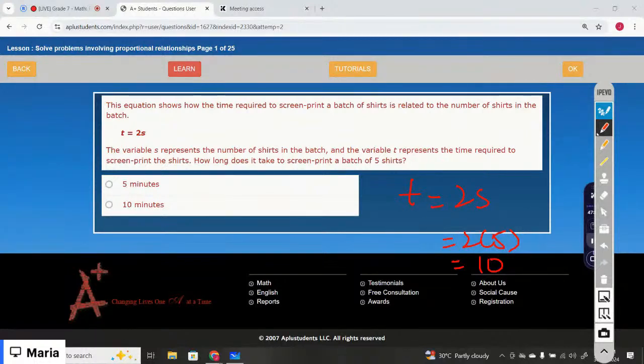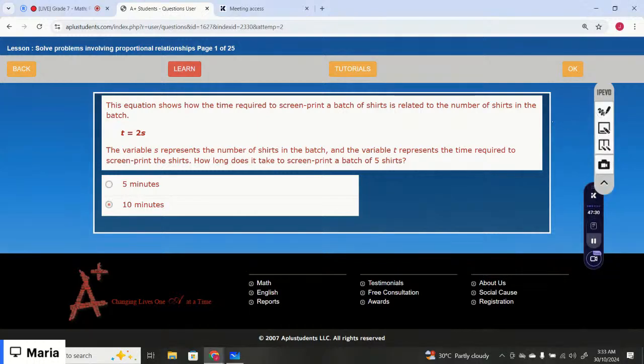The correct option is option number 2, that is 10. Option number 2 is the correct option.